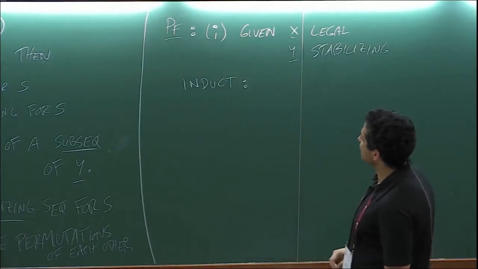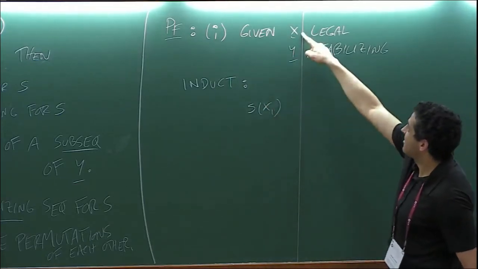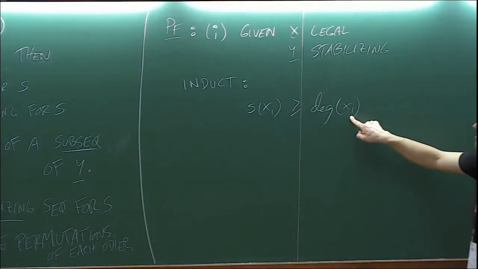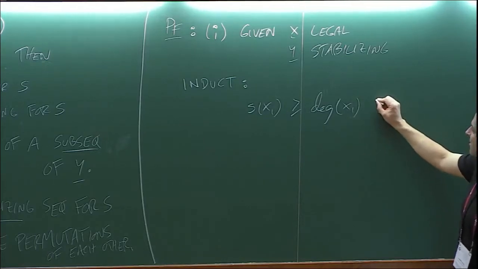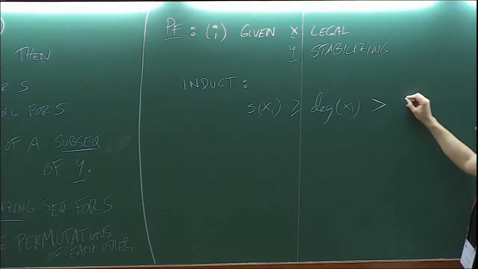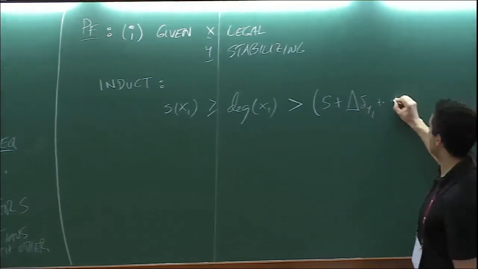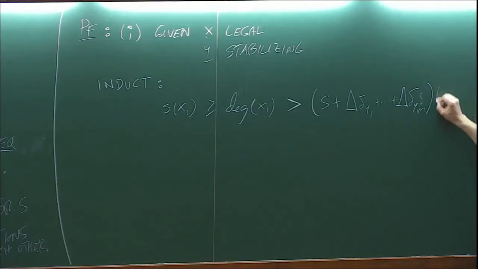So, let's look at S of x1. How many chips are at x1? Well, X is legal, so there have to be enough chips at x1 to topple it. So that's at least the degree of x1. On the other hand, Y is stabilizing. So if we do all the topplings in Y, then we're going to get something strictly less than the degree. So this is strictly bigger than S plus delta y1 plus, so I do all the topplings in Y, and evaluate at x1.